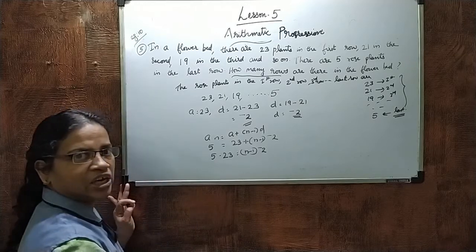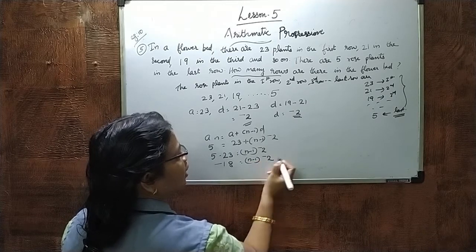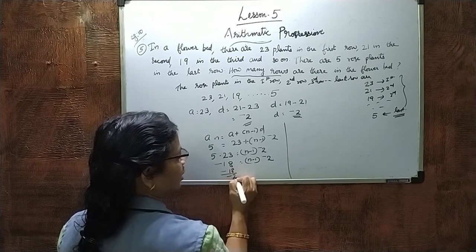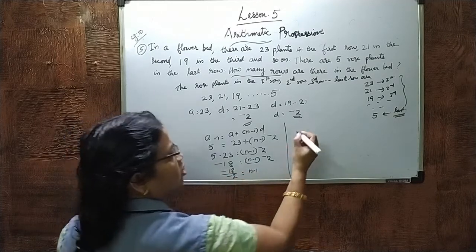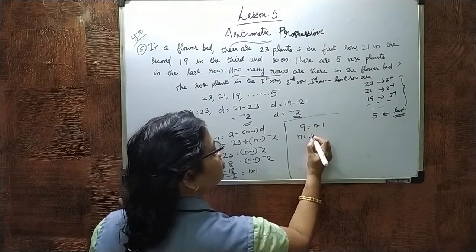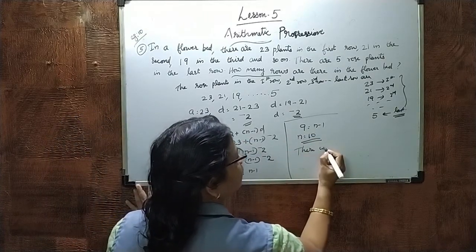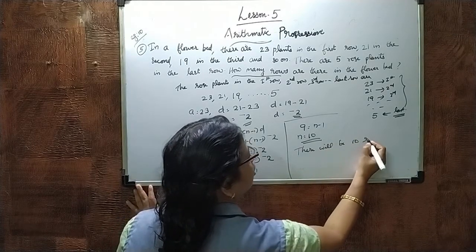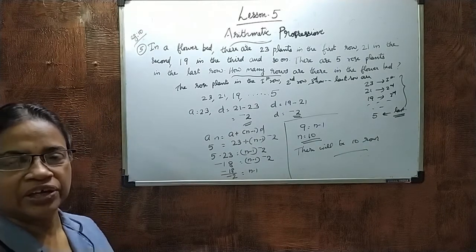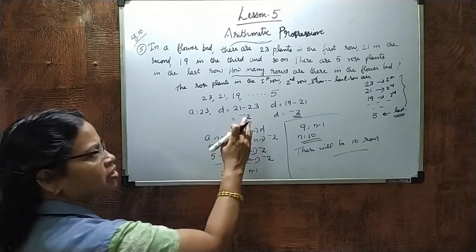5 minus 23, what will I get? Negative 18 equals N minus 1 into negative 2. Take this negative 2 to this side. So it will be negative 18 divided by negative 2 equals N minus 1. So it will be 9 equals N minus 1. N is equal to 9 plus 1, 10. There will be 10 rows. Clear? If AN is given, you have to find out N. Always confusion will be coming as to which is AN, which is N. So remember, last term given means it is AN.